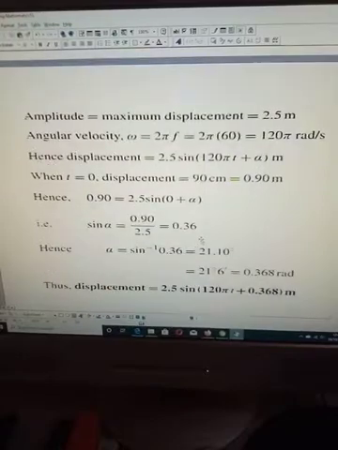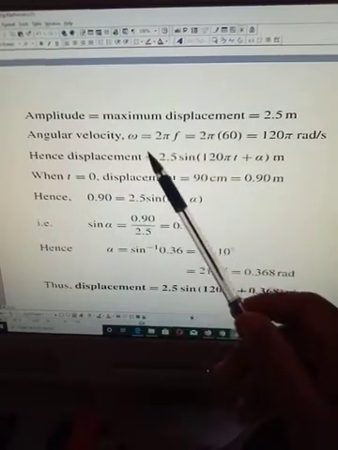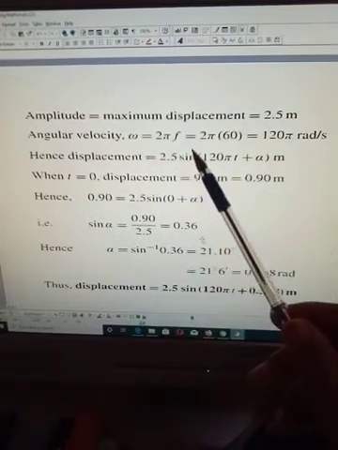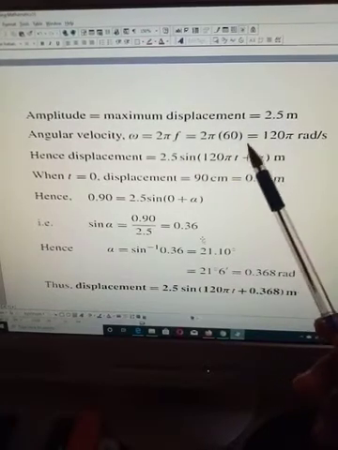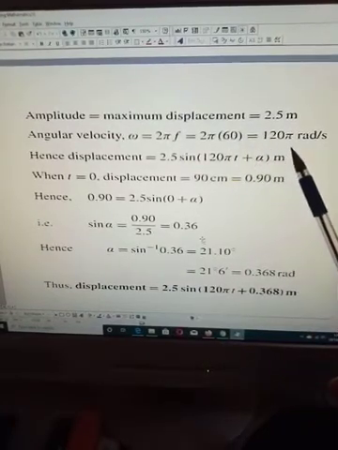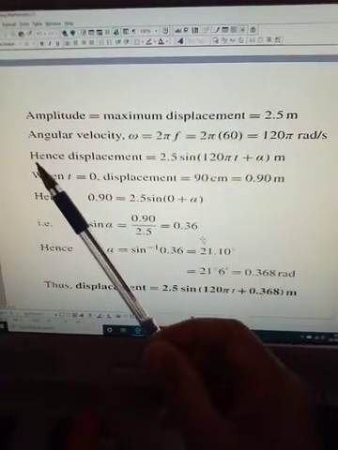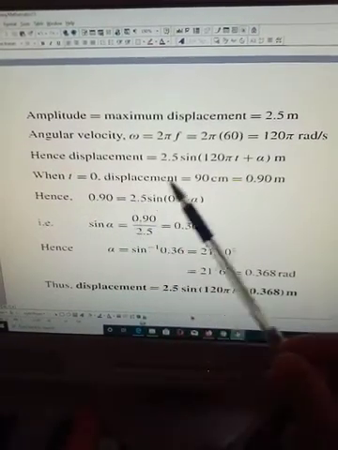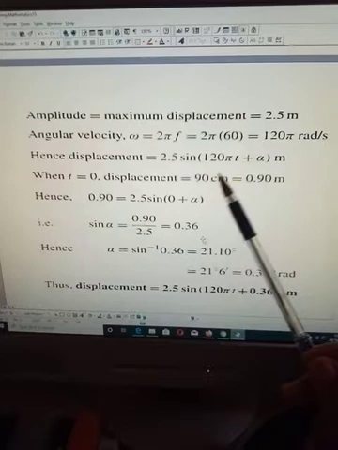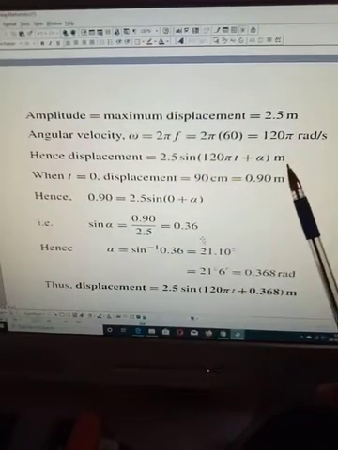And here is the process that we would apply. Amplitude equals maximum displacement equals 2.5 meters. Angular velocity omega equals 2 pi f equals 2 pi (60) equals 120 pi rads per second. Now make sure you put the information into your calculators and you arrive at the correct solution. Hence displacement equals 2.5 sine (120 pi t plus delta) meters.